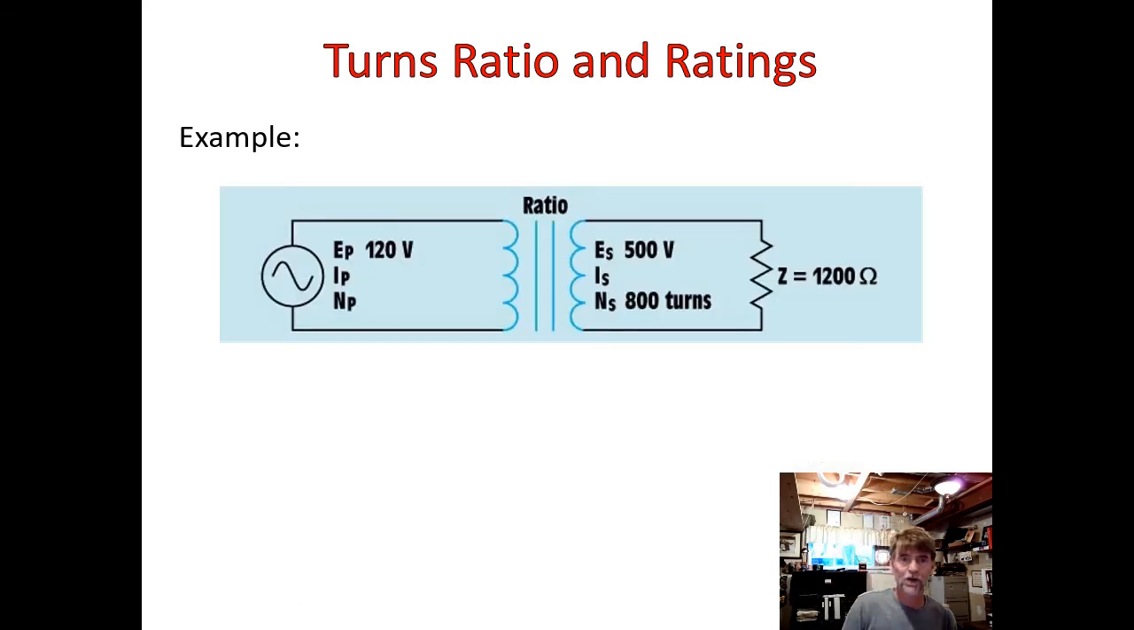So let's give it a try. We are told that the primary voltage is 120 volts. We are told that the secondary voltage is 500 volts. Z is 1200 ohms. That's the impedance.